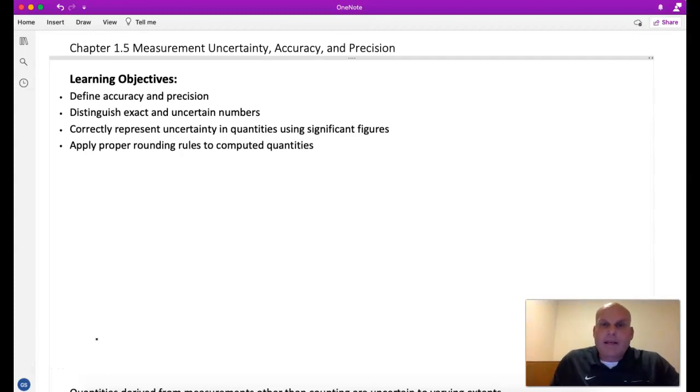Hello, Mr. Simpson back here again. Still working on Chapter 1. This time we're in Section 1.5, Measurement, Uncertainty, Accuracy, and Precision.